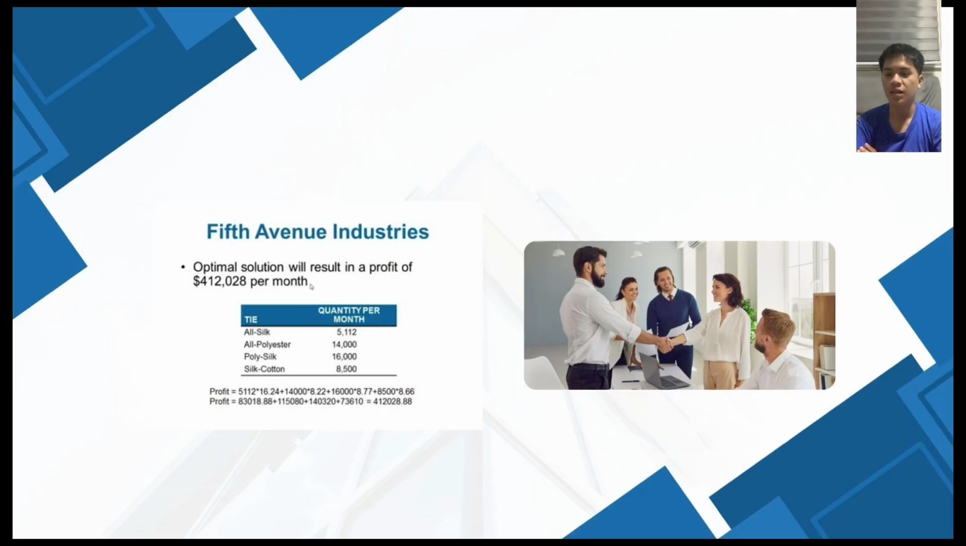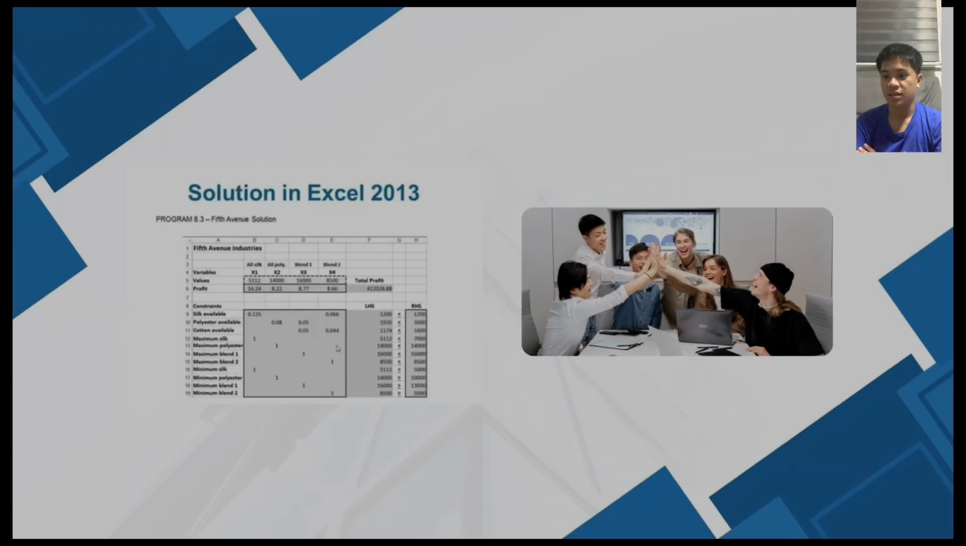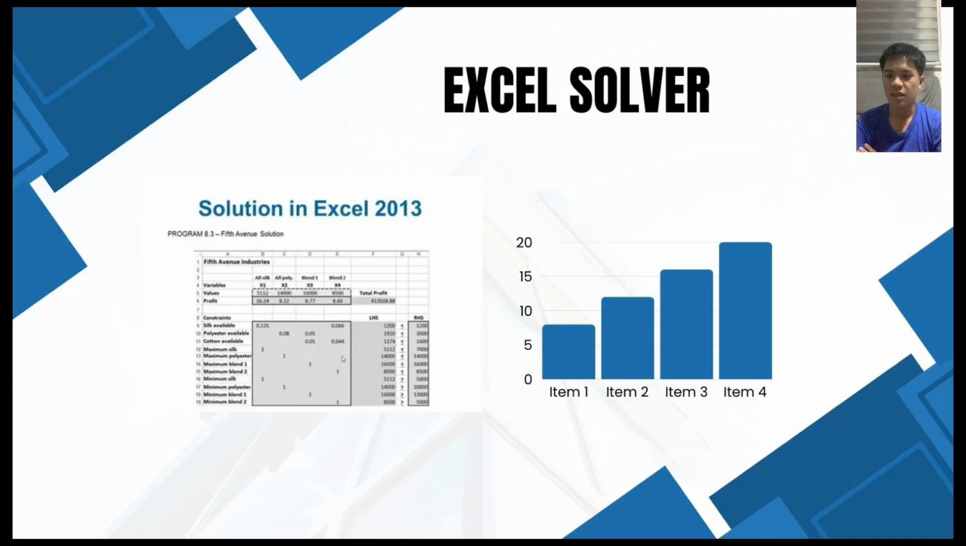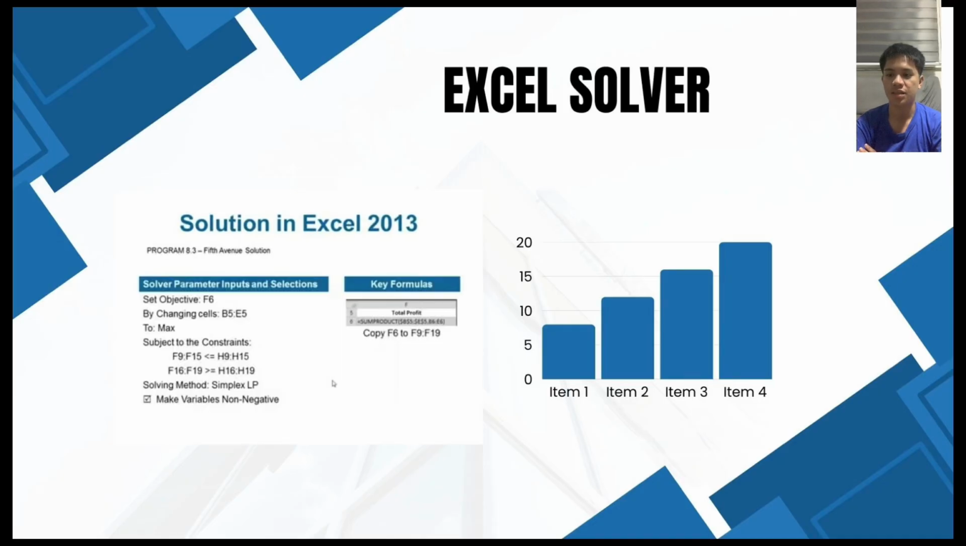of $412,028.88 per month. So the LP or linear programming model effectively balances material scarcity with contractual requirements and sales potential, ensuring maximized profit efficiently.